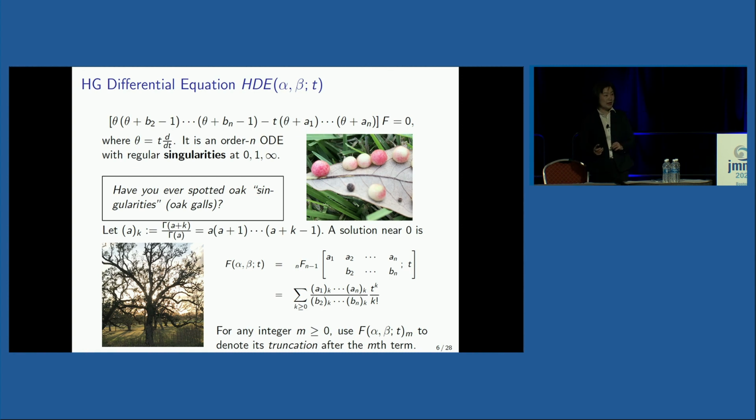And I'm not going to read everything on the screen. And another notion I will need will be the truncation. If I have a non-negative integer m, if I put in a subscript m next to the hypergeometric function, that means I will truncate everything after m. So I get a polynomial.